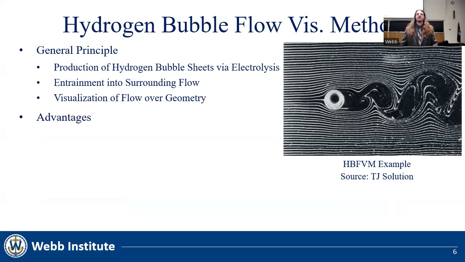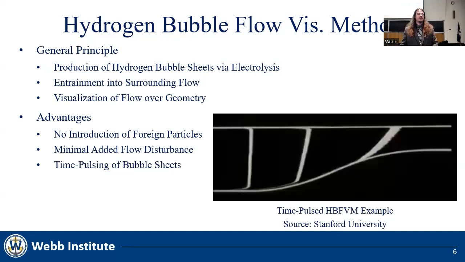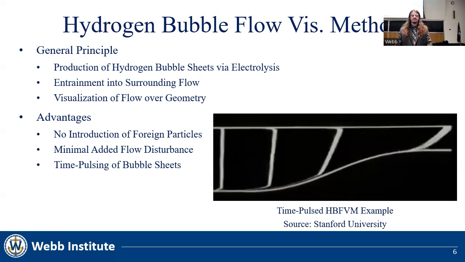There are certain advantages with this method, including no introduction of foreign particles, which helps keep the properties of water in the flow channel consistent. There's also minimal added flow disturbance, helping preserve natural flow processes. And also, the time pulsing of bubble sheets is allowed, which allows the user to track changes in those bubble sheets down the length of a test section, as seen in the video to the right.